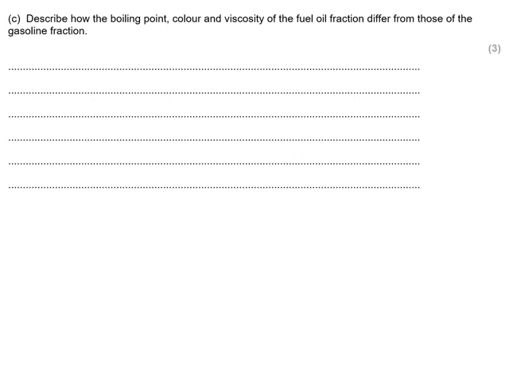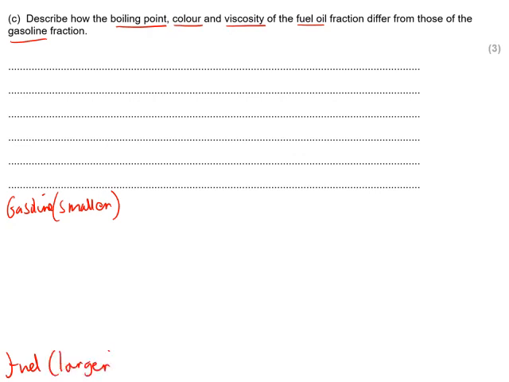Okay, so we're looking at the difference between, describe how the boiling point, colour, and viscosity of the fuel oil. So I'll also underline, just so you're clear what you're answering, fuel oil differ. So I'll put fuel oil up here, because it's lighter, it's smaller. And then we have gasoline. Sorry, the other way around. Gasoline is lighter than fuel oil at the bottom here. That's larger, and that's what we use for ships.